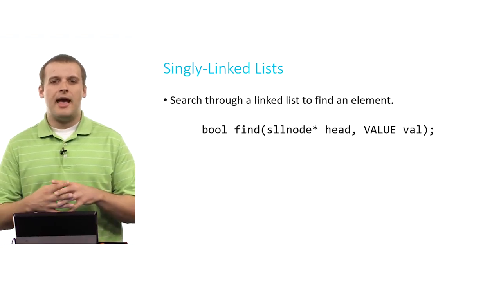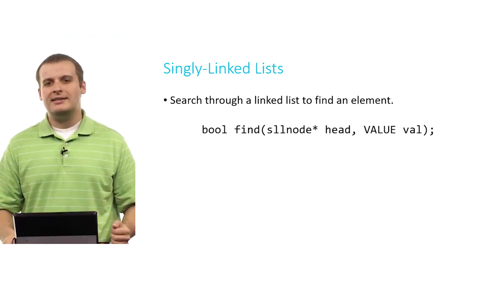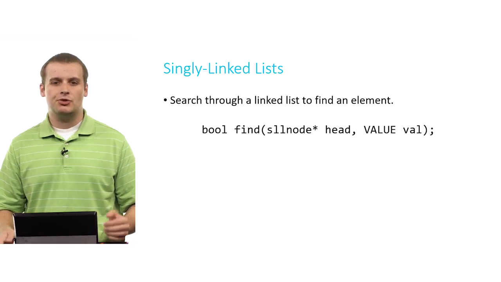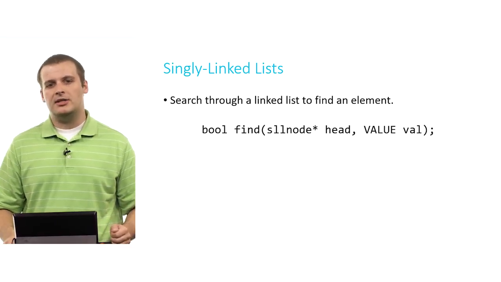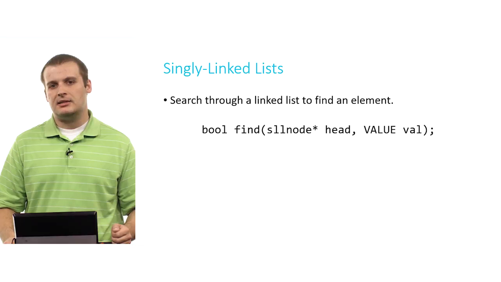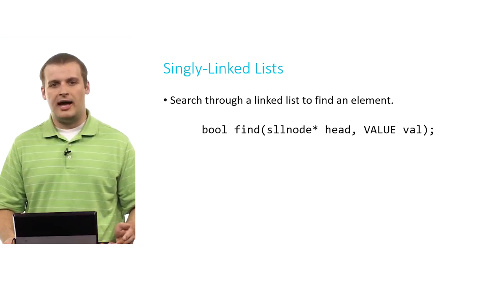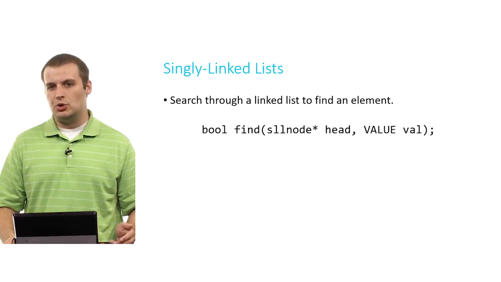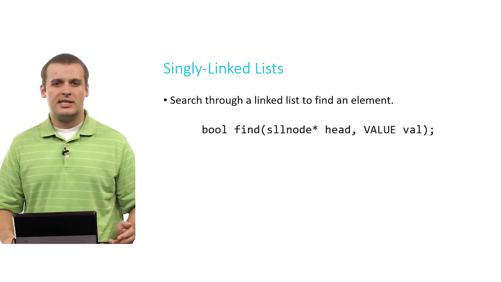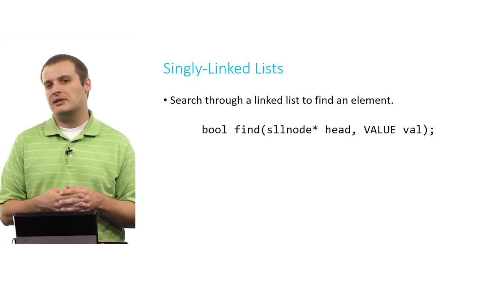Now let's say we already have a large chain, and we want to find something in it, and we want a function that's going to return true or false depending on whether a value exists in that list. A function prototype or declaration for that function might look like this: bool find, and then we want to pass in 2 arguments. The first is a pointer to the first element of the linked list.